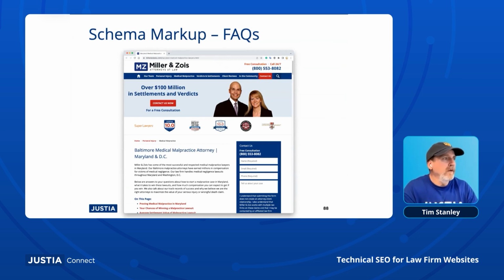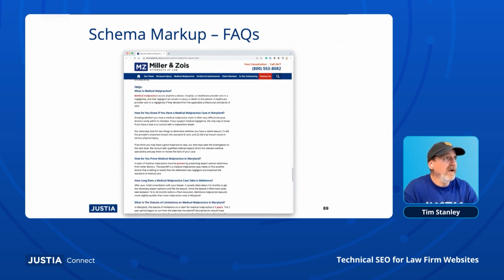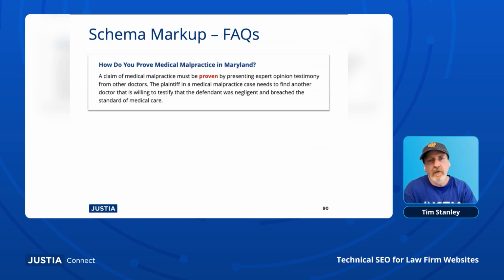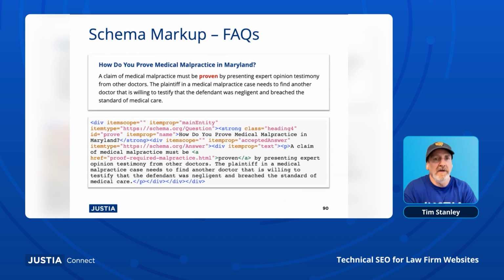So here's Miller and Zois's site, and we'll take a look at this one. How do you prove medical malpractice in Maryland? Here's the question and answer. He had a few others here as well. And this is the schema markup around it. Now, the overall page will have an FAQ page type around it, but this is for an individual question and answer with this sort of schema markup. There's a question, there's an answer, and some other styling around it, which is fine.